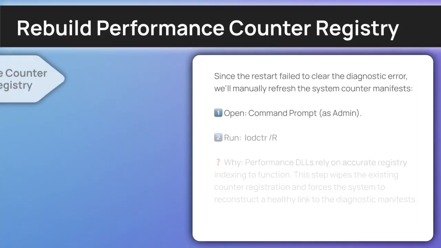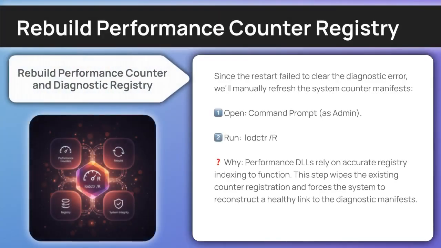If that didn't clear the error, follow these instructions to modify your system paths. If you need to pause the video to type these out, please do so. Since the restart failed to clear the diagnostic error, we'll manually refresh the system counter manifests. First, open Command Prompt as admin. Second, you're going to type lodctr /r, then hit enter. Why are we doing this? Well, performance DLLs rely on accurate registry indexing to function. This step wipes the existing counter registration and forces the system to reconstruct a healthy link to the diagnostic manifests.